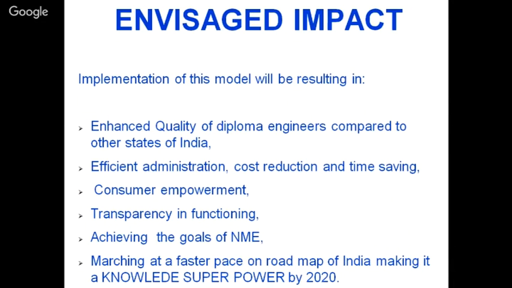Okay, the envisaged impact, what they say: enhanced quality of diploma engineers compared to other states of India. They wish that we should be better in terms of connectivity and offering these e-governance services than other states of India. But I say we should be equitable. We should have quality circle implementation. Practices being implemented at one level should be shared with the other level. Efficient administration, cost reduction and time saving, consumer empowerment, transparency in functioning, achieving the goals of NME, the National Mission on Education, marching at a faster pace on the roadmap of India becoming a knowledge superpower by 2020.